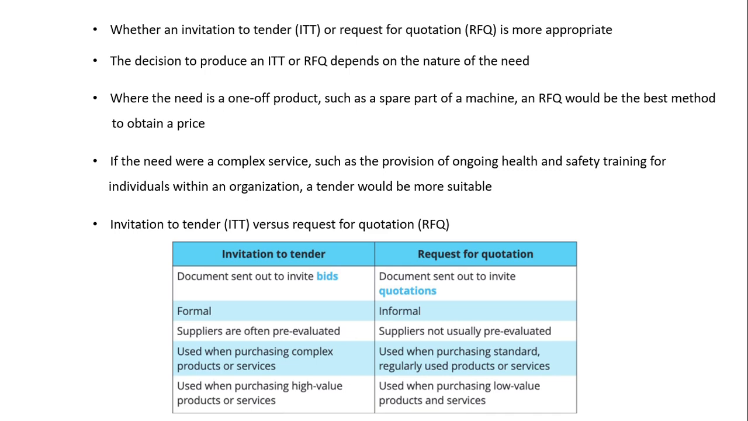If the need were a complex service, such as the provision of ongoing health and safety training for individuals within an organization, a tender would be more suitable. Invitation to tender, ITT, versus request for quotation, RFQ.